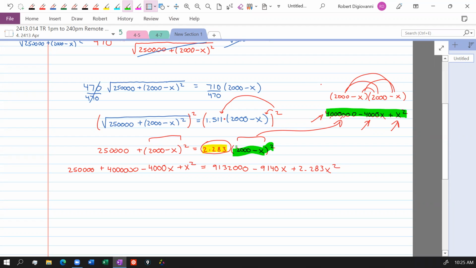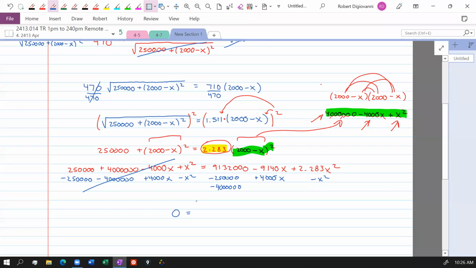Now this is a quadratic equation. So I'm going to move everything to one side. So I'm going to move everything to the right and subtract x squared. I'm going to add 4,000x, and I'm going to subtract 250,000. Okay, so on the left, oh, I forgot I've got to subtract 4 million. Okay, so subtract 4 million. Okay, that'll make this side 0.